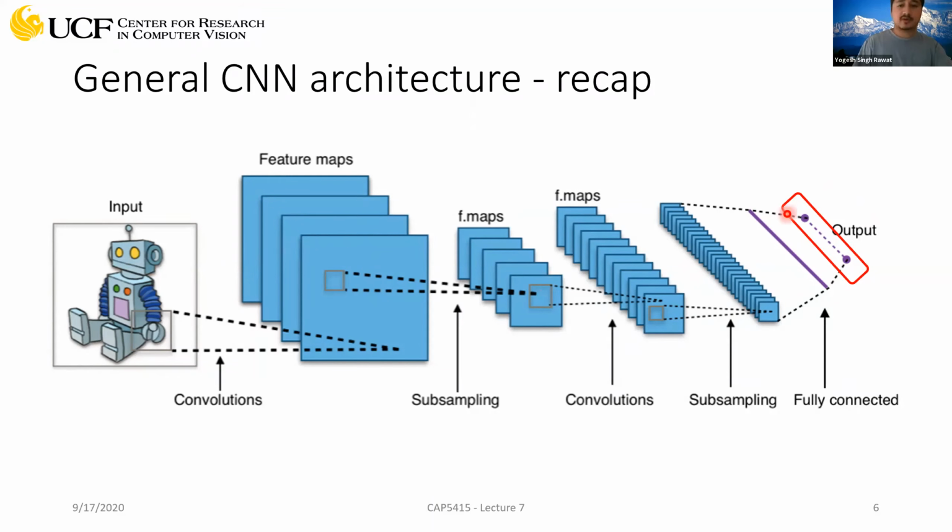We'll make the updates such that the network is then, in the next iteration, able to perform better than what it was doing in the previous stage. So that's the training process.